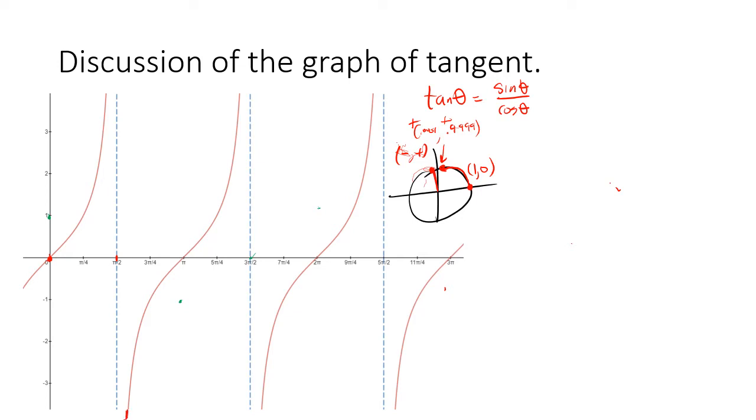And so we also notice the period, how long it takes for tangent to repeat itself. Starting there, it starts repeating itself again right there. So the period of tangent is just pi. It's not 2 pi like it was for sine and cosine. The fundamental period of tangent is pi.